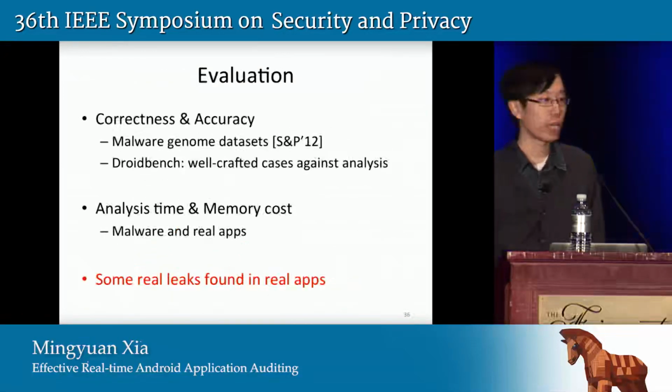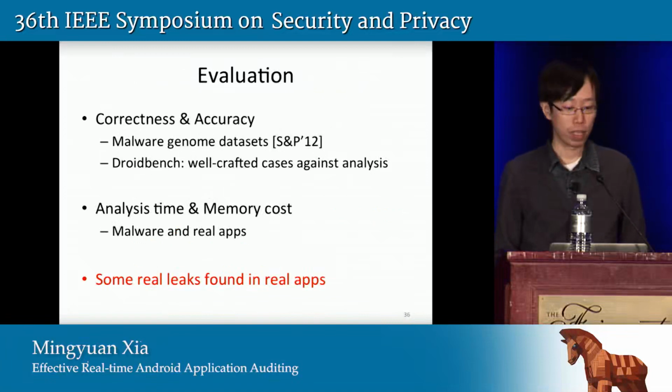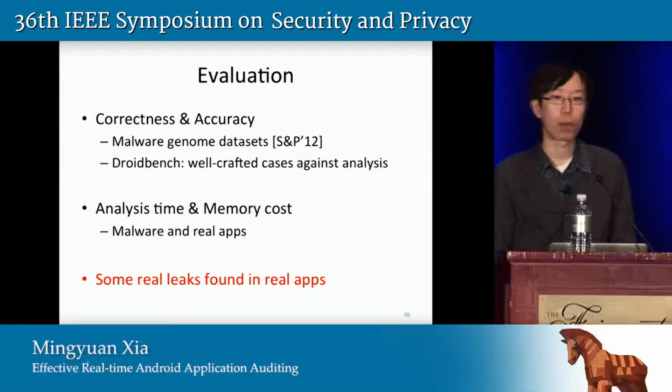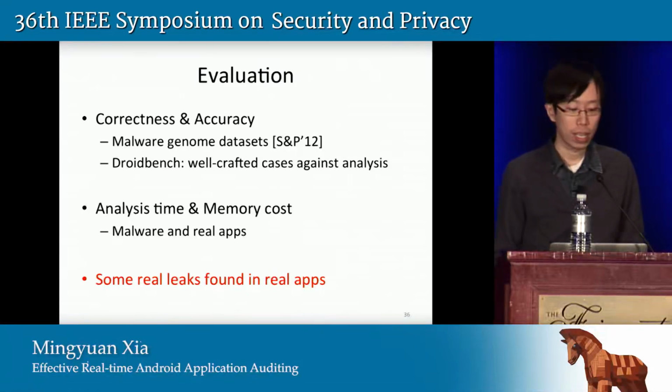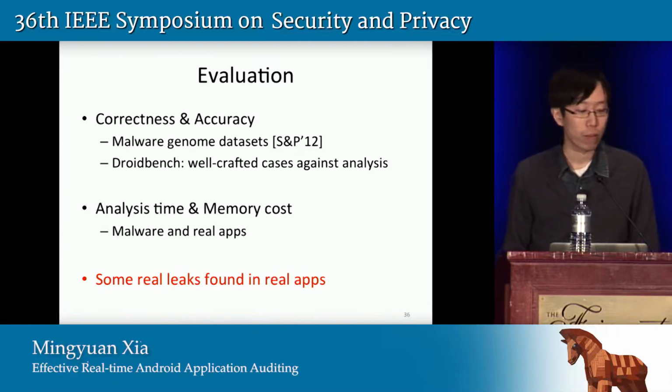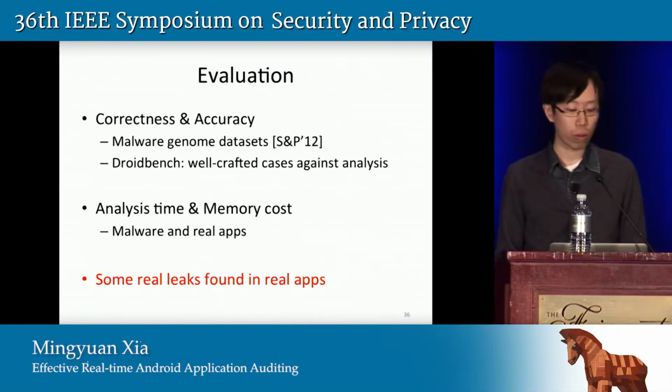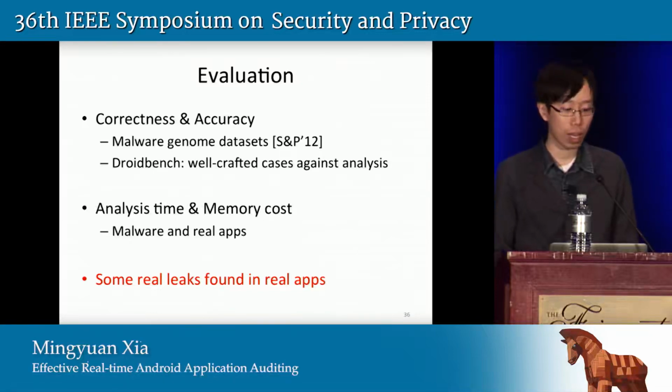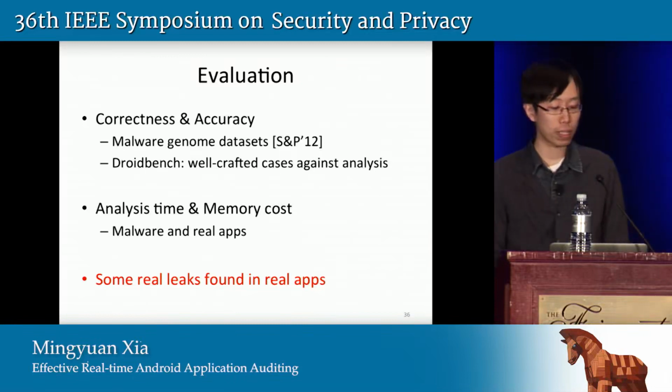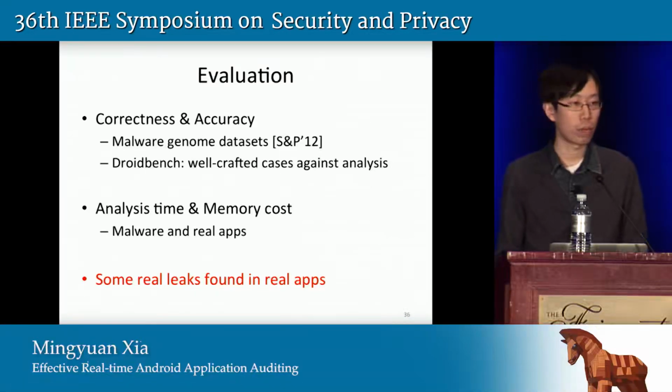So for evaluation, we assess AppAudit from three perspectives. We assess its correctness and its usability in terms of analysis time and memory consumption. For correctness, we use the open malware dataset, which contains malware of well-characterized leaking behaviors, and also use a benchmark. For the usability of this tool, we use it on malware as well as real-world applications. Also, we want to share with you some insights we found from the real leaks we found in real-world applications.